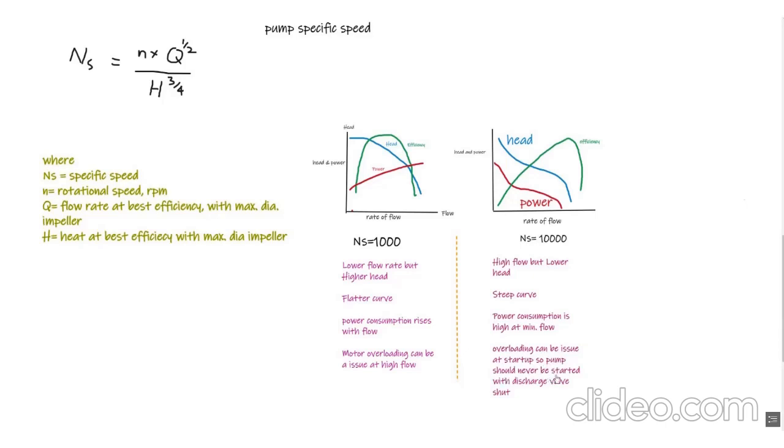So a pump should never be started with the discharge valve shut because it's difficult to deal with the high power requirement at startup. We should take care of this, and we should not start the pump with a closed discharge valve. So these are basically the main differences between the low specific speed pump and the high specific speed pump. I hope this is clear to you guys now.